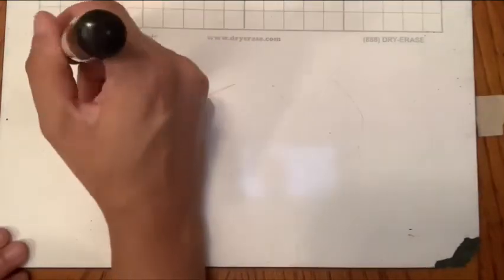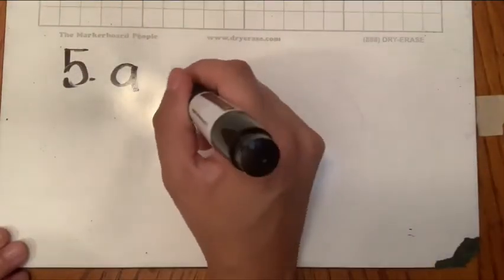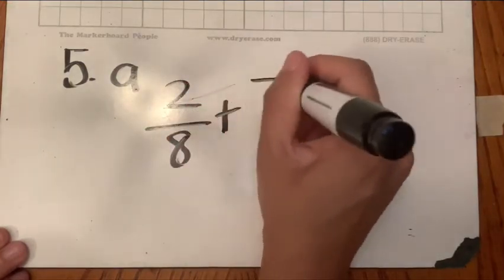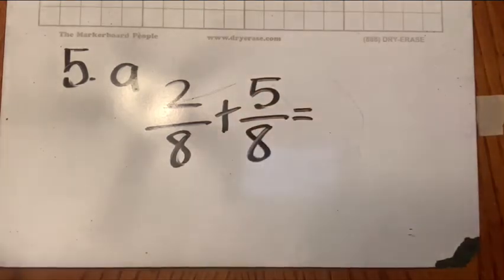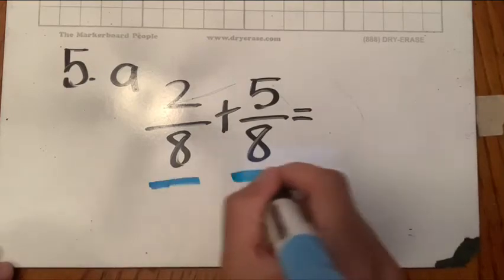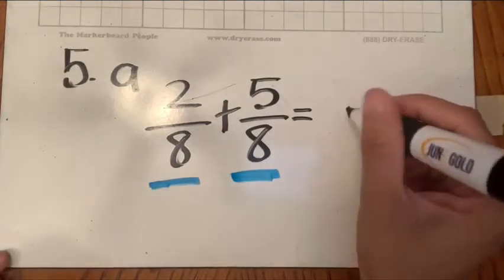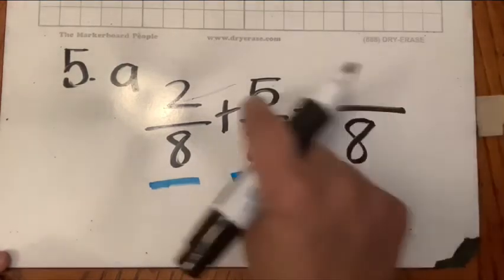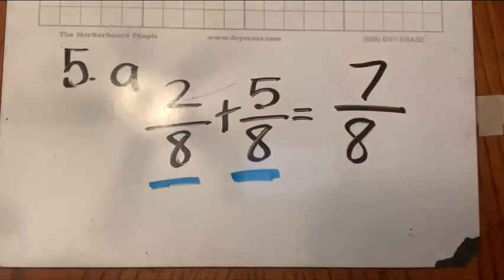So let's go ahead and do 5 together. 5A. It says 2/8 plus 5/8. What do we see? Do we have common denominators? Yes, we do. And I know my denominator is not going to change. And I can add 2 plus 5, which is 7. 7/8.